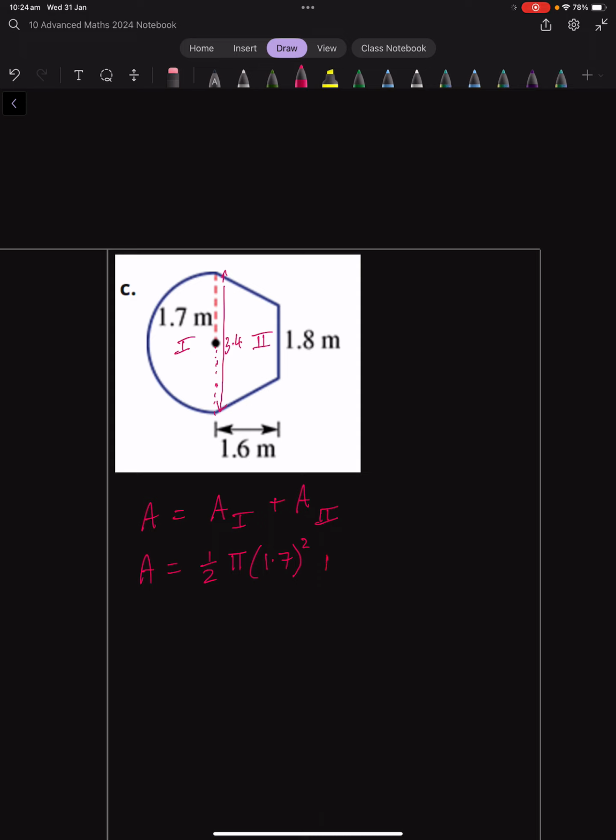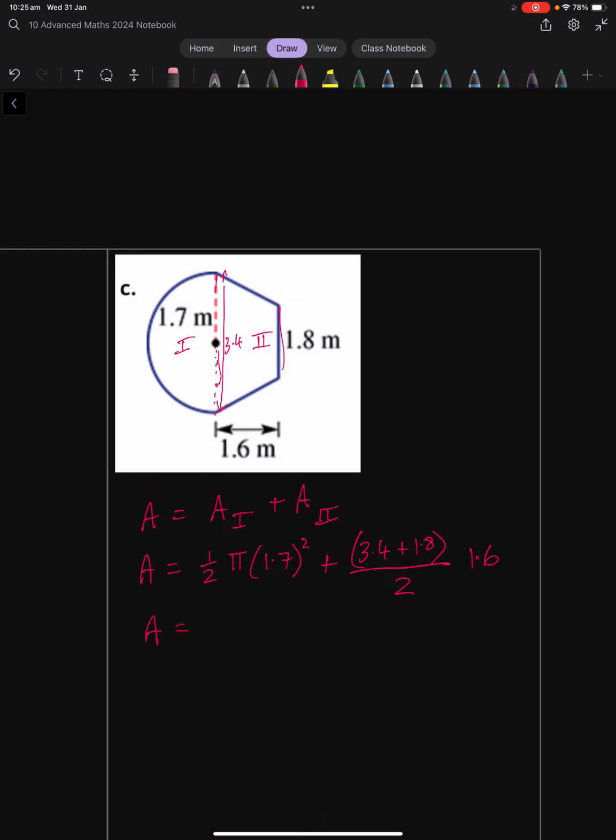Then we have a trapezium. It's turned on its side, but it still has 2 parallel sides. So we find the average width times the height, or in this case, I guess it's the average height times the width. So how do I find that average? I've got 3.4 for one length, 1.8 for the other, add them together, divide by 2, (a plus b)/2 times the height, which is 1.6.